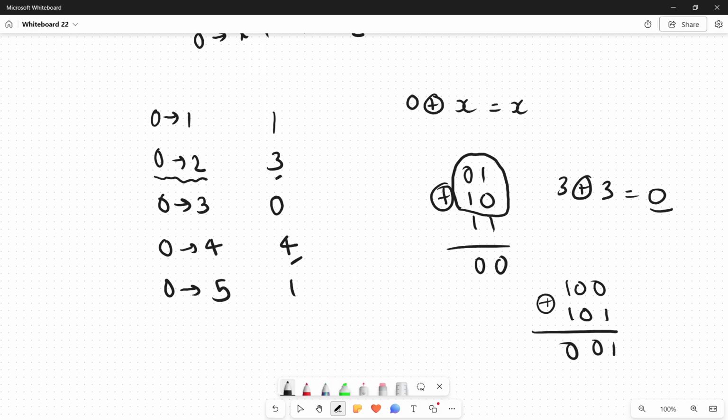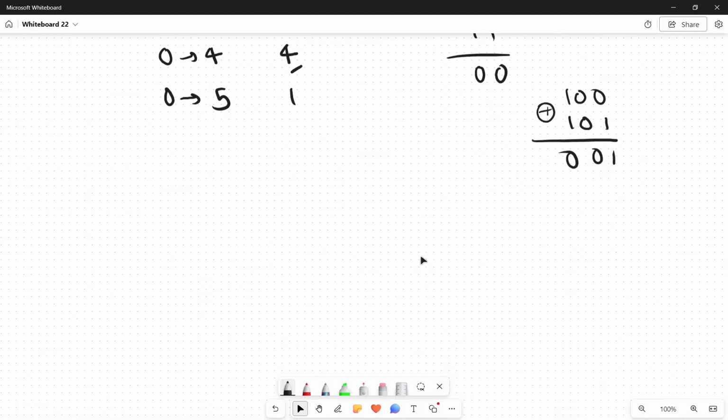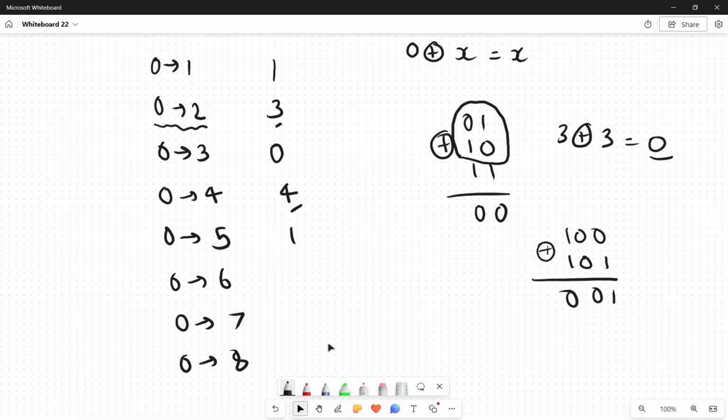Okay, so when you go along calculating XORs in this way, 0 to 6, you can say 0 to 7, 0 to 8, you will notice a certain pattern. The pattern is that if r percentage 4, meaning modulo 4, is equal to 0, then the XOR of all the values from 0 to r will be r.